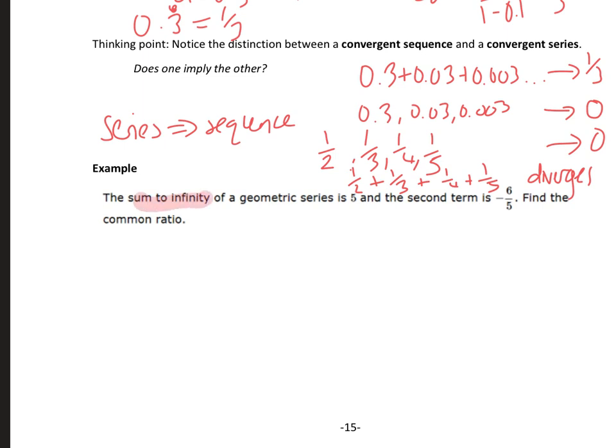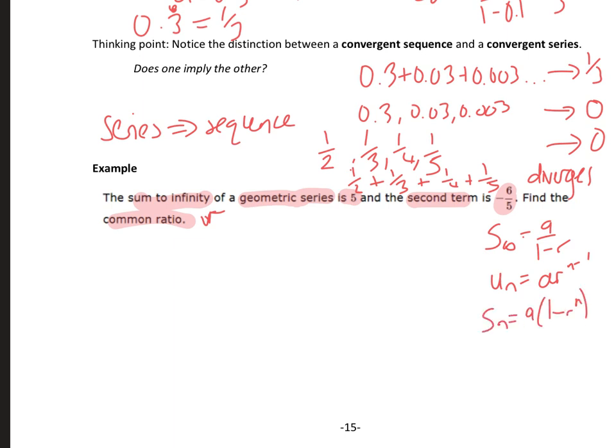So the sum to infinity of a geometric series is 5, and the second term is minus 6 over 5. Find the common ratio, so we just need to find r. Well, it's a geometric sequence, so I can use the formulas. S infinity is a over 1 minus r, and for the second term I need the un formula, which is a r^(n-1). I don't need the Sn formula, but let's just write it down so you get used to seeing it.